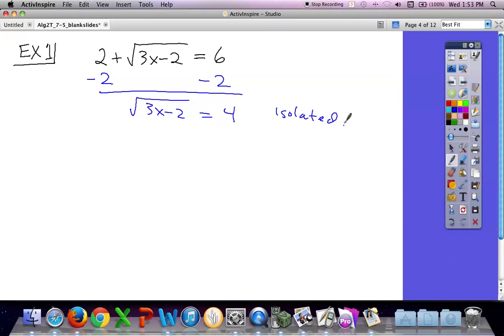Okay, now second step would say undo. In this case, what will it mean to say undo? Square both sides, right? Well, what happens when you square a square root? Right, they cancel each other out. Technically, they are inverses, right? So this is 3x minus 2, the square root and squaring cancel each other.